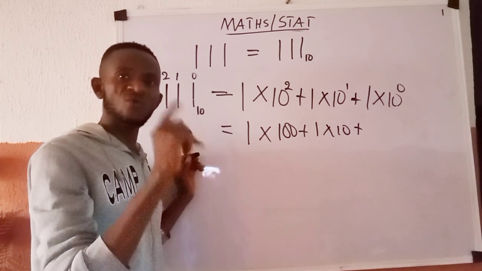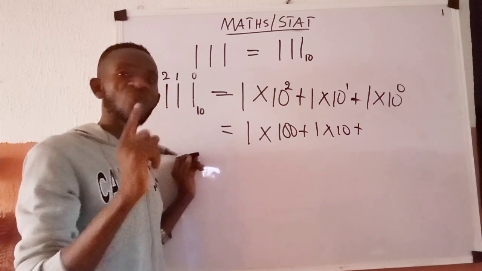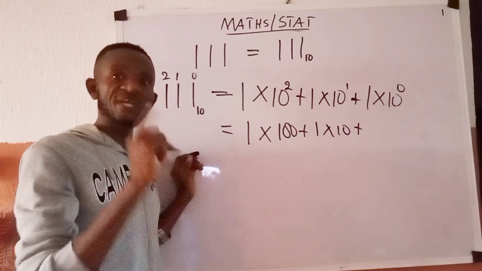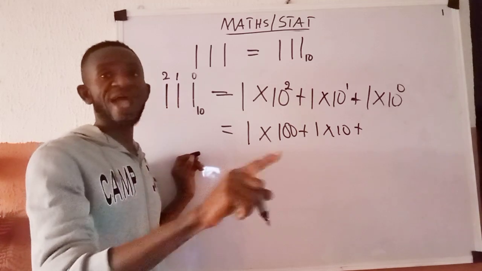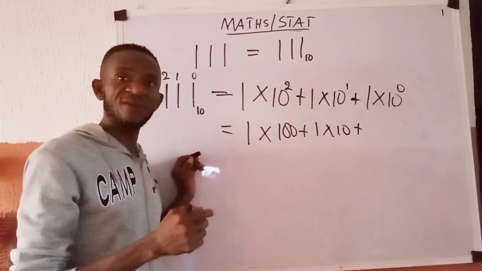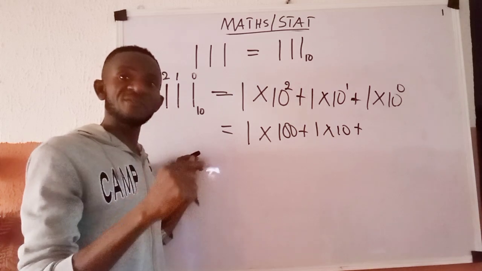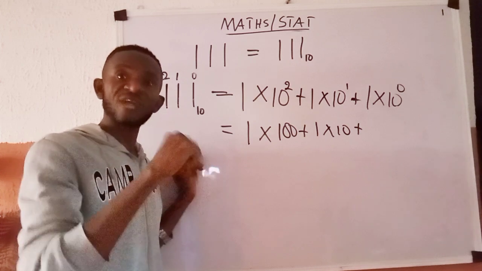2 raised to power 0 is 1. 3 raised to power 0 is 1. Even when letters are raised to power 0, they return 1. So A raised to power 0 is 1. B raised to power 0 is 1, down the line. So anything raised to power 0 is 1. In fact, a human being raised to power 0 is 1, in the context of mathematics.